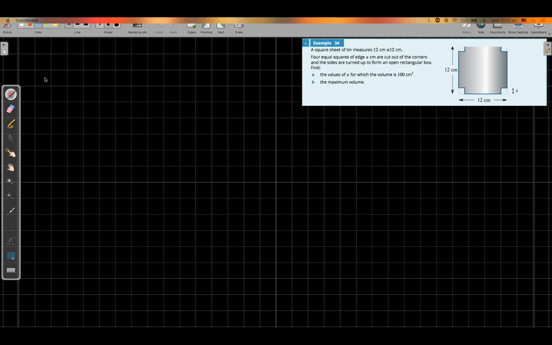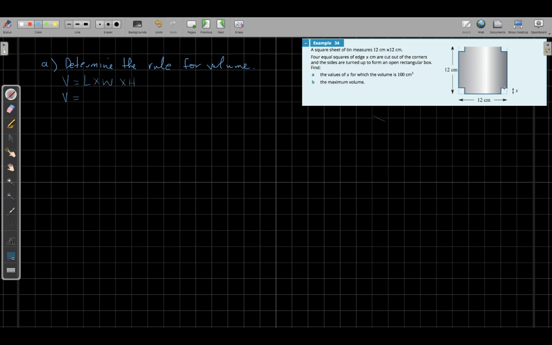So part A: determine the rule for volume. Okay, so we know from the last question and from all the other years of maths that you've done, length times width times height gives you volume, doesn't it? So here, if I turn these sides up to create the tray or the box, how high will they be?